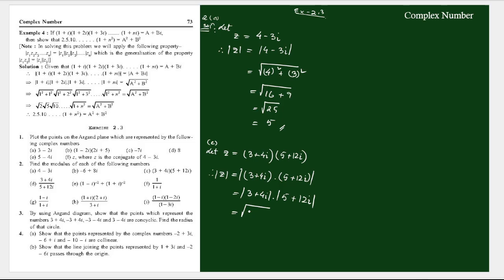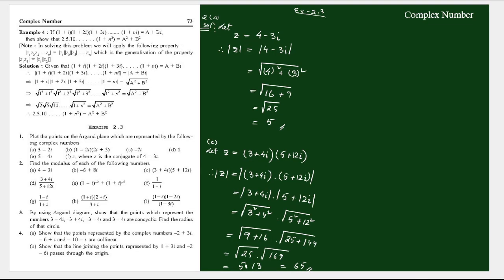Then you can find out root over 3 square plus 4 square, here also root over 5 square plus 12 square. Now 3 square is how much? 9 plus 16. 5 square is how much? 25 plus 12 square is 144. So this will be your 25 and this is your 169. This is your 5, this is your 13, and 5 into 13 is 65. This is your number C.